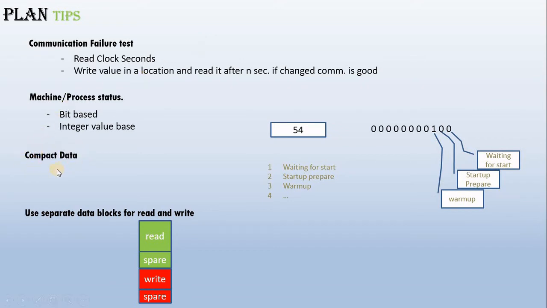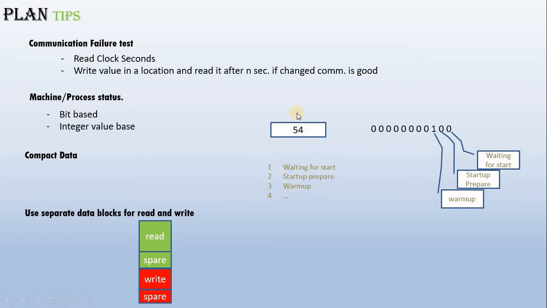Data compaction: don't send data, let's say, as coils, just put them into registers. Then when they move to the other side, you can fan it out and spread it again. So let's look at one example here. If you have, let's say, a machine and you start the machine. So the machine is waiting. You send one register, and in the register you have numbers. Each number represents a status of this machine. So let's say 1 is waiting for start, 2, and so on.